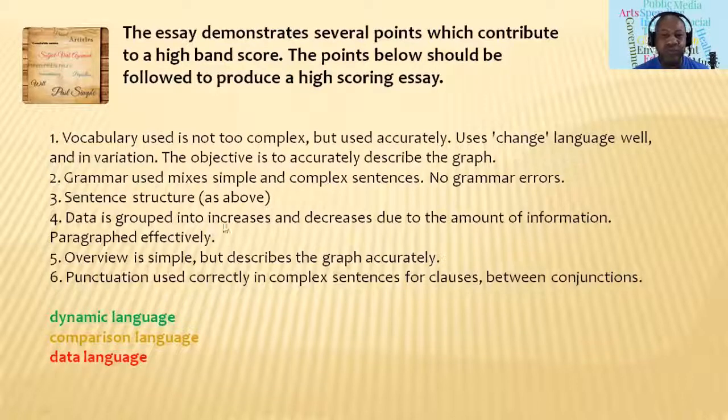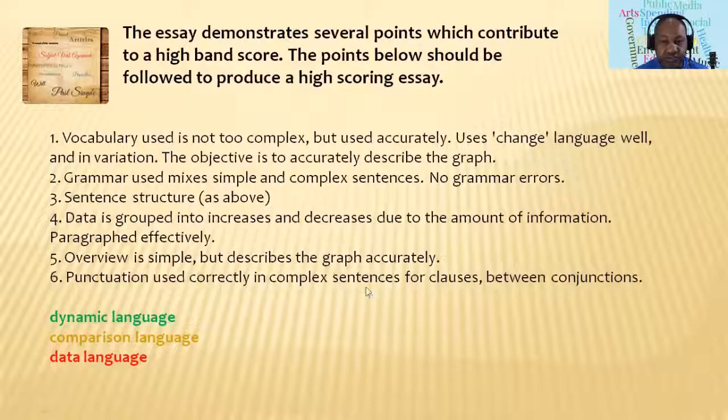The data is grouped into increases and decreases due to the amount of information. There isn't much information, so we've just done it in the easiest way possible, up or down. But the paragraphs have been used well. 1 paragraph for up, 1 paragraph for down. The overview is simple but describes the graph accurately. That's also very important. Your overview can mean the difference between a good score and a lesser score. So always try to write a good overview, not too long, without data. 2 to 3 sentences describing only what you can see. Do not read any data and include it.